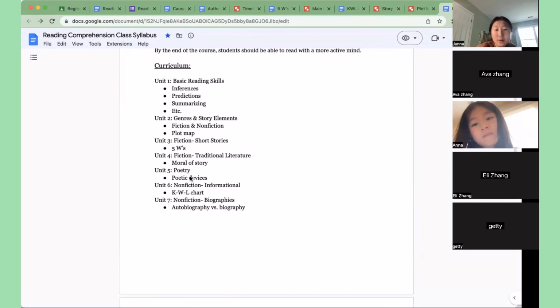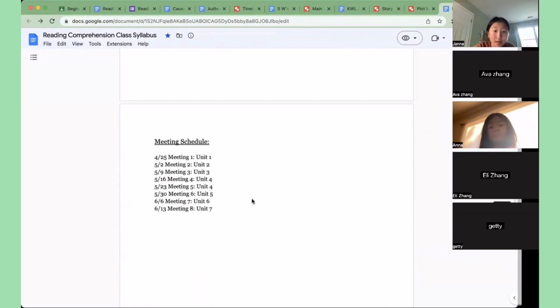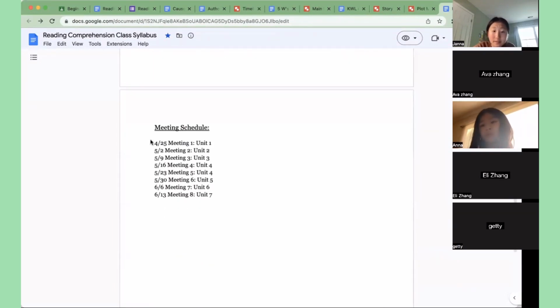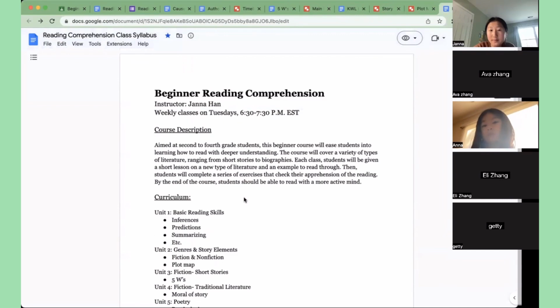And then next, we're going to do poetry, which is a little more difficult, but we're going to be learning poetic devices along with that. And then we're going to learn nonfiction, informational texts, and then do some KWL charts. You guys might have done that in school, and then more nonfiction with biographies and autobiographies. And then again, these are just the meetings. We have 8 meetings, and that's it. I can post this in Classroom afterwards.